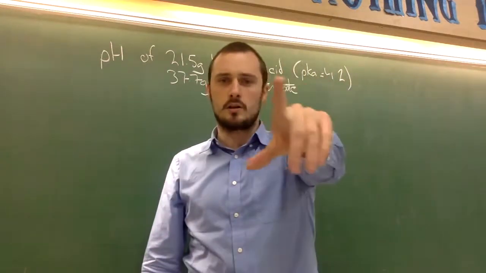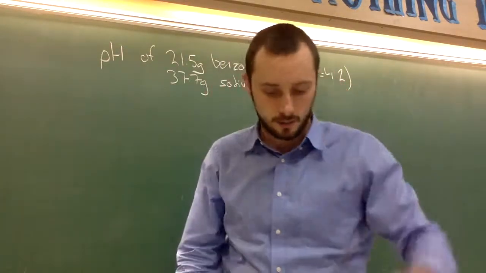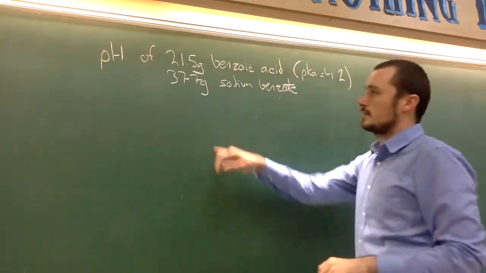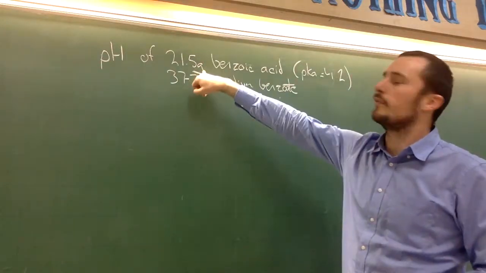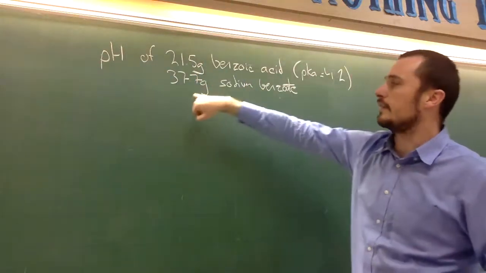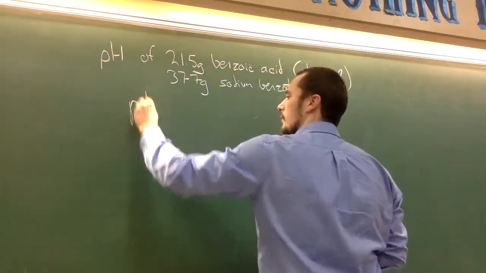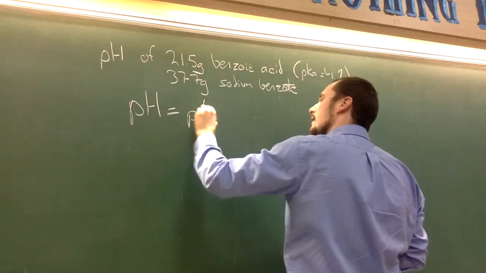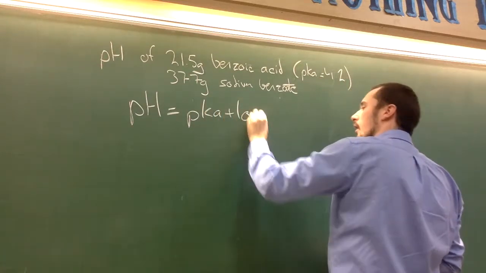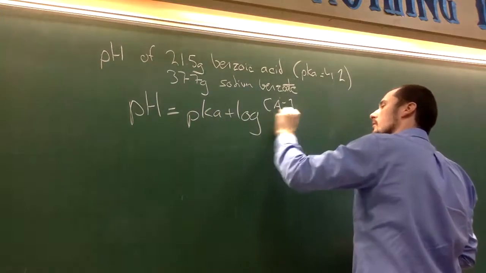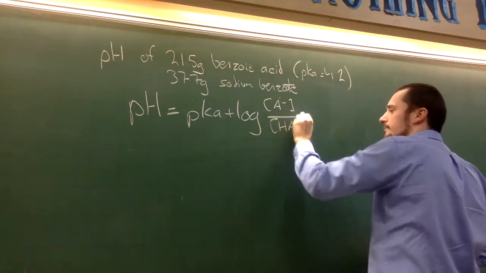Okay, so question 37 I explain, then question 38 you do. Your question is, what is the pH of a buffer? 21.5 grams of benzoic acid, 37.7 grams of sodium benzoate. So first, Henderson-Hasselbalch equation. pH equals pKa plus the log of A minus concentration divided by HA.